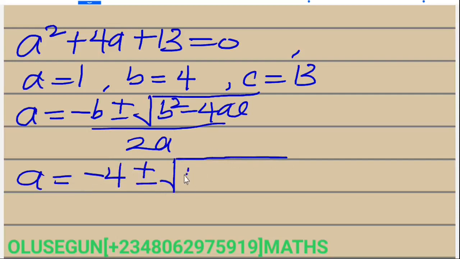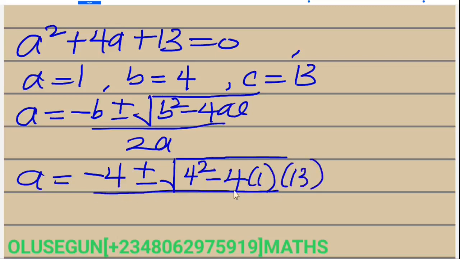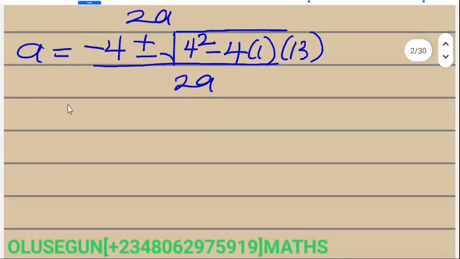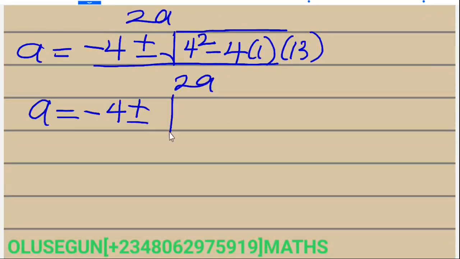So b is 4 squared minus 4ac over 2a. So therefore, a will be minus 4 plus or minus. So we have 16 minus. So let's try to multiply. So let's multiply 4 times 13, which gives you 52.